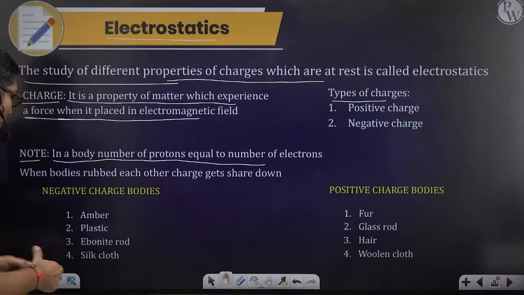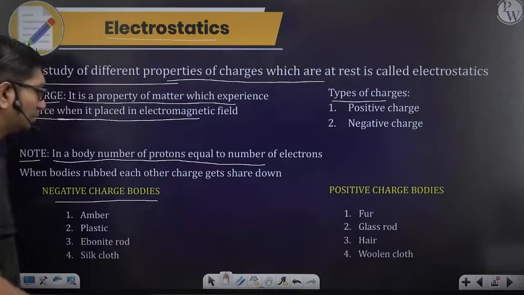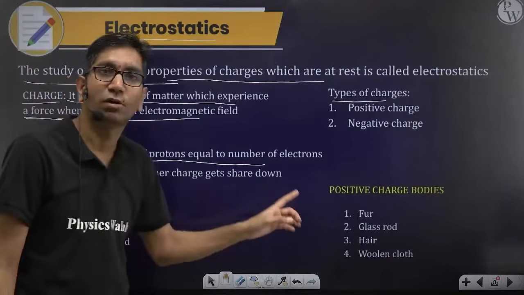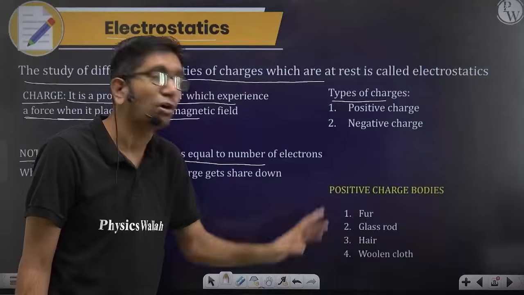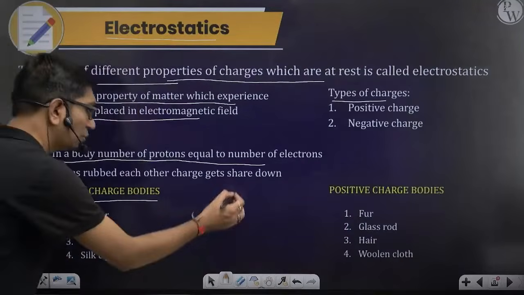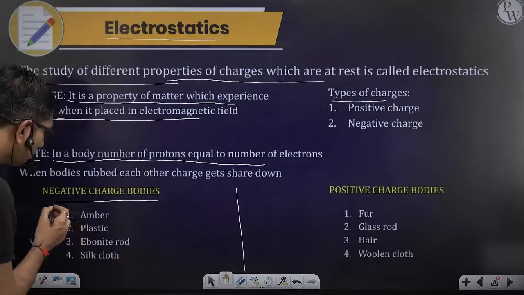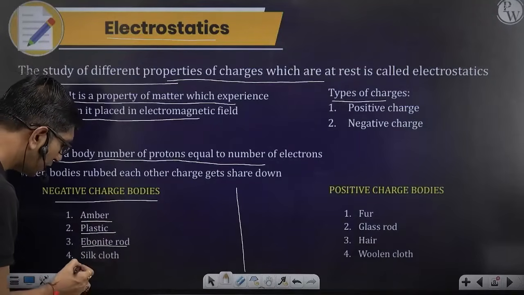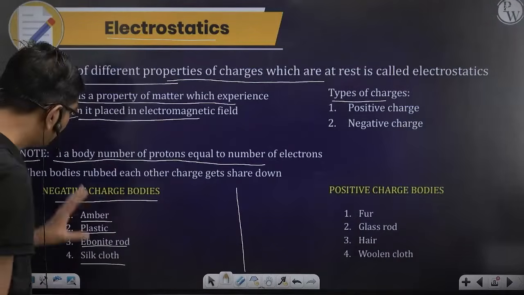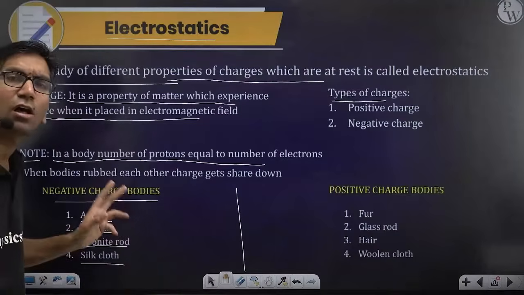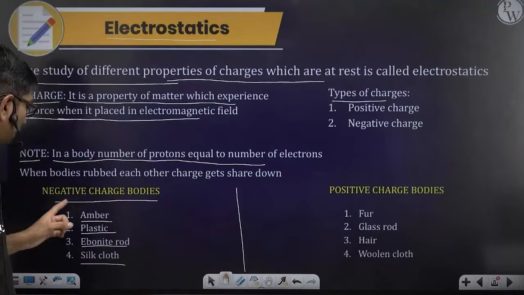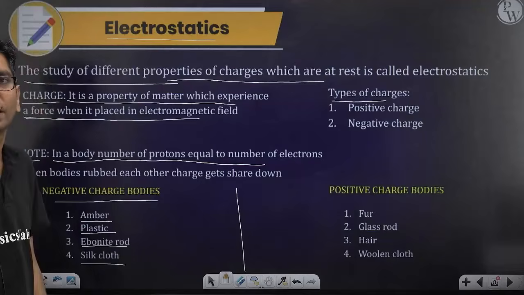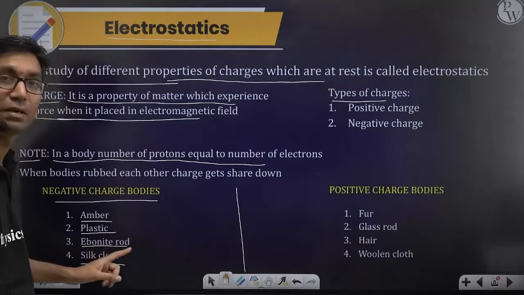See here, I have noted down some negatively charged bodies and some positively charged bodies. What are the negatively charged bodies? Amber, plastic, ebonite rod, silk cloth. These always possess a negative charge only. You have to remember this one.